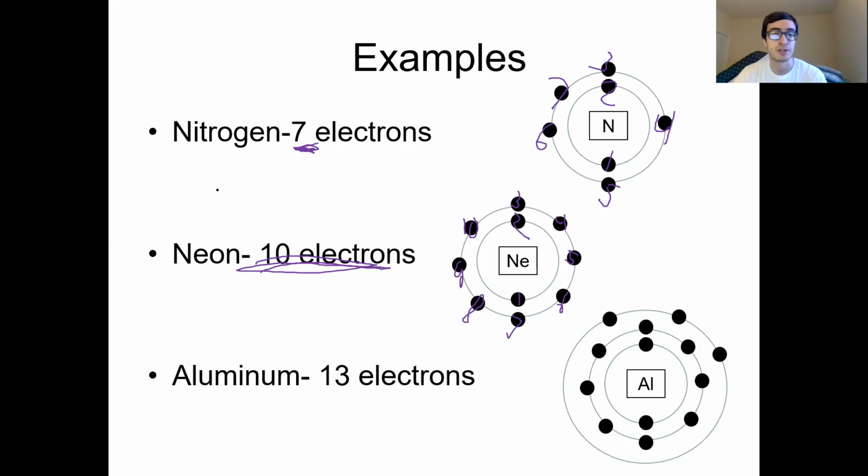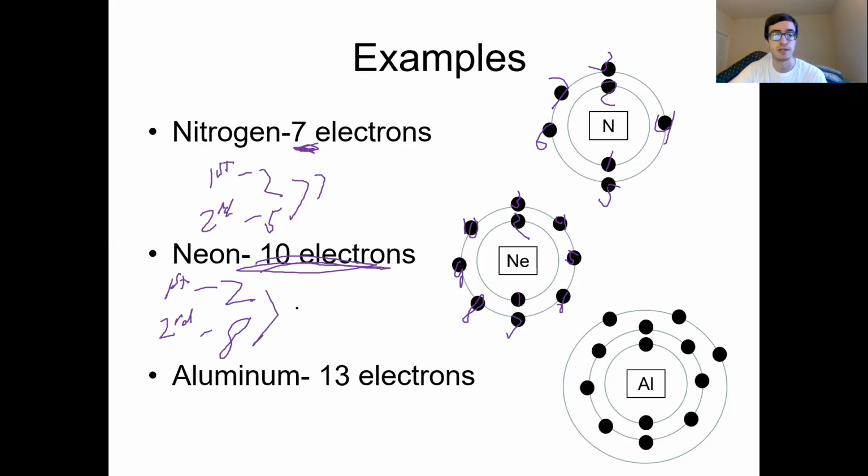So over here, nitrogen with 7 electrons: on the first shell, we're going to fill it up with 2, and then on the second shell, we're going to put the 5 that get left over. And 2 plus 5 is 7. Neon, on the first shell, we get 2 again, and then on the second shell, we completely fill it up with 8 electrons, and 2 plus 8 is 10 total electrons.